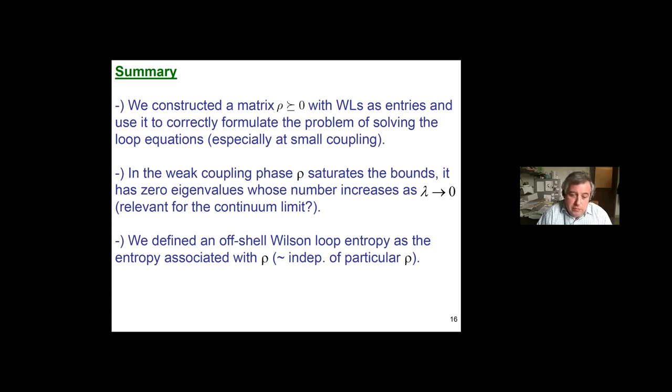And it also allows us to define an off-shell Wilson loop entropy. By off-shell, I mean that as long as it's positive definite, we don't need to put the W's expectation values from the lattice. We can put any W. And with that, we can use it to define some free energy, for example, for the system. Okay, so that's what I want to say. So I'm going to cede the floor to Volodya.